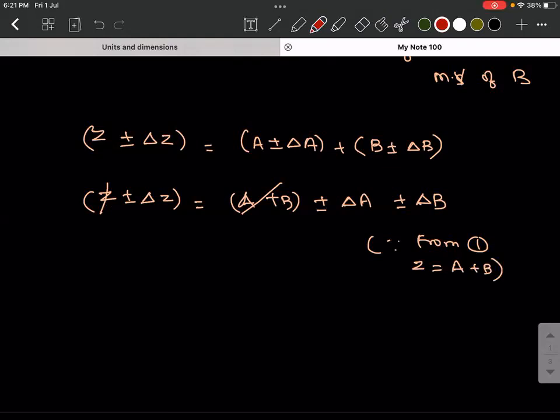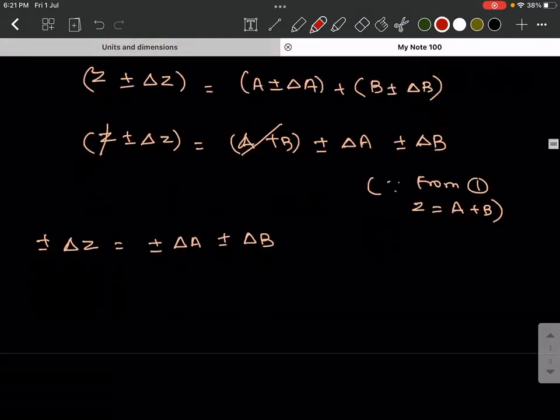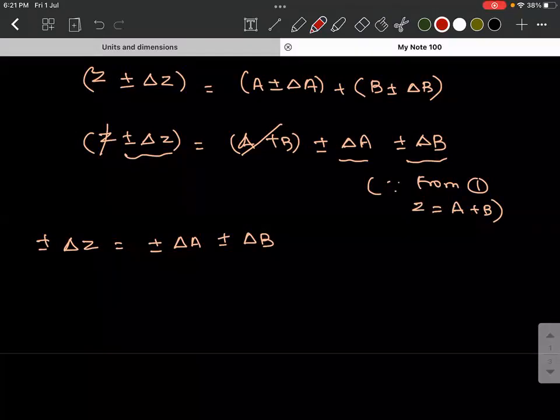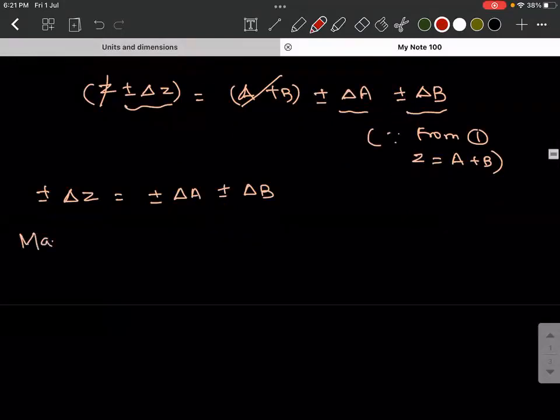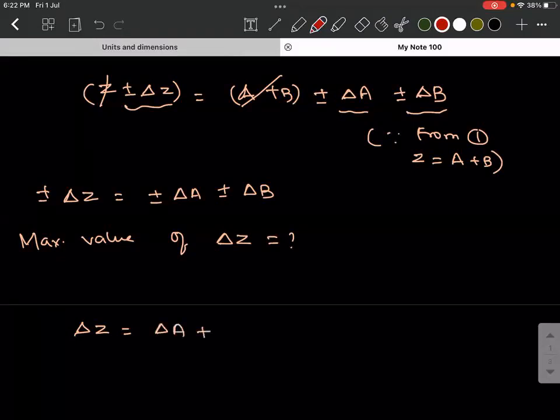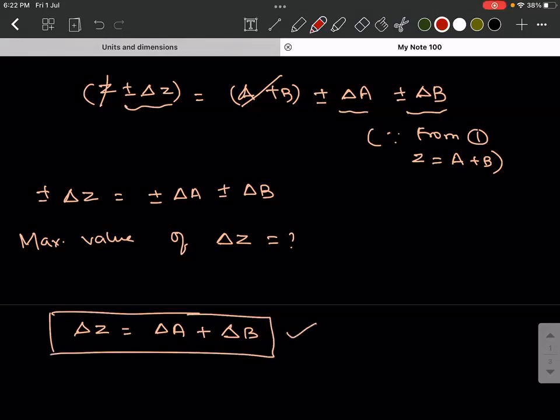Is that clear? Right. So can I write plus or minus delta Z is equal to plus or minus delta A plus or minus delta B. So what is it that you're left with? Plus or minus delta Z is equal to plus or minus delta A plus or minus delta B. So what is the maximum value of delta Z that is possible? Maximum value of delta Z should be positive. So you have plus or minus. So out of plus Z and minus Z, which one is the maximum value? Plus delta Z will be equal to the maximum error in A, that is delta A, plus the maximum error in B, that is delta B. So this is the error in the measured value in the combination of A and B. Please make a note of it.